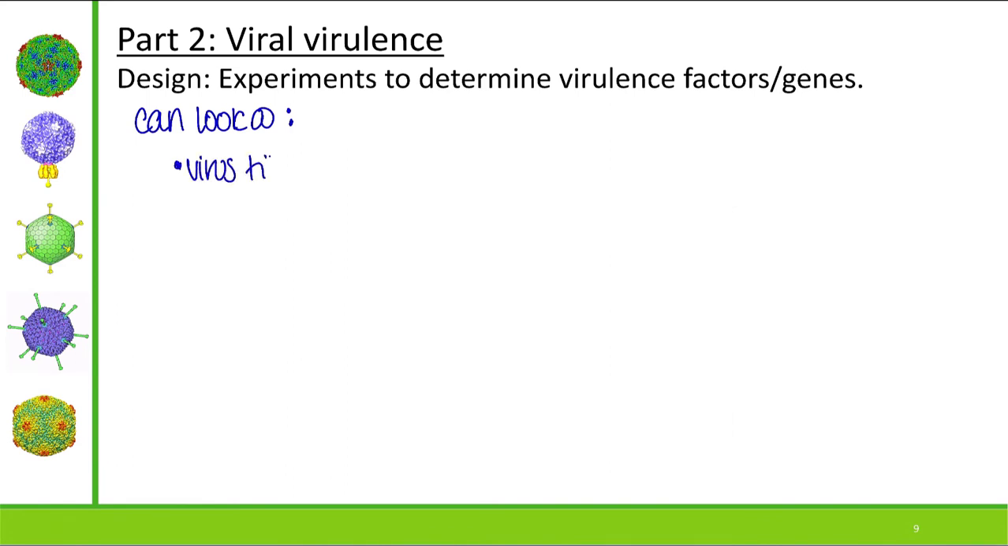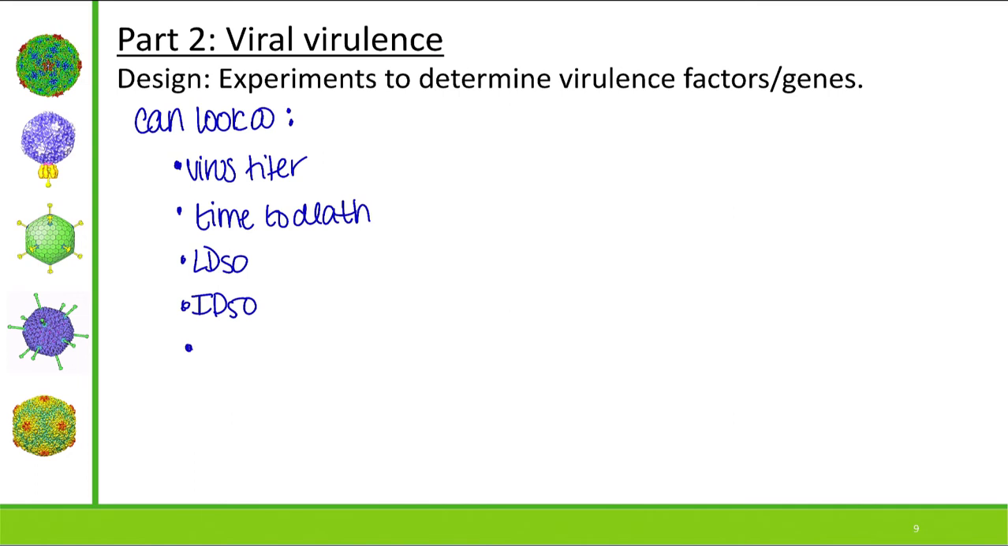And one of them is viral titer. So we've done this already in lab. So think about what we did in lab before break and how a virus titer might help us determine viral virulence. We can also look at time to death. So if the lethal dose 50 is known, maybe somehow we could tie in lethal dose 50 and tie in time to death. So let me jot down LD50, ID50. Both of these would somehow help us.